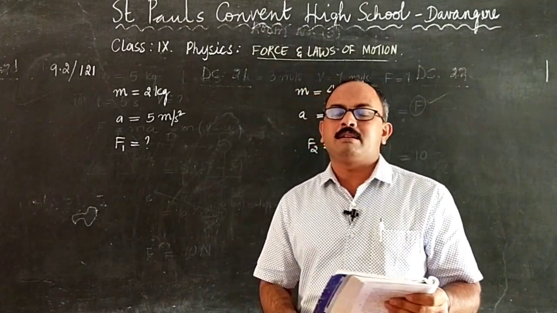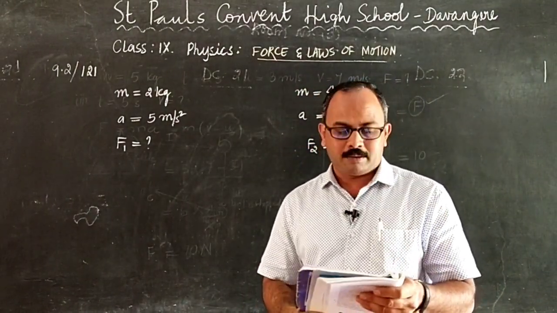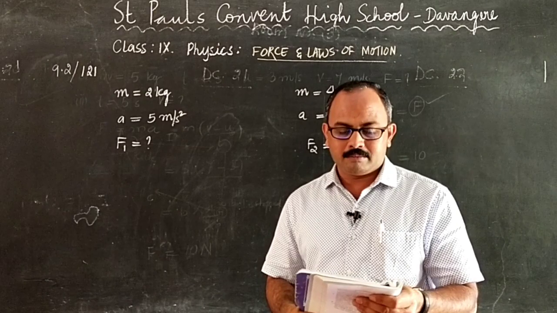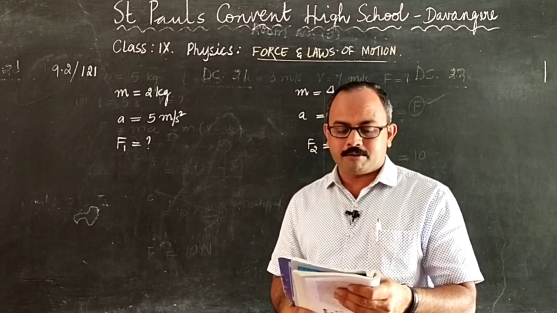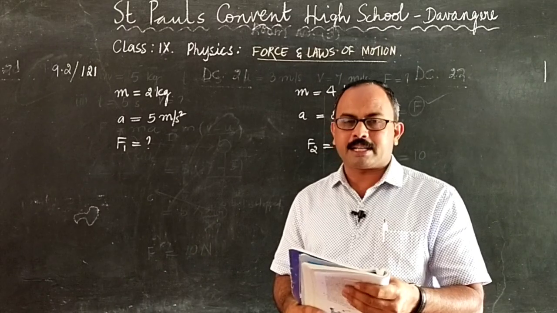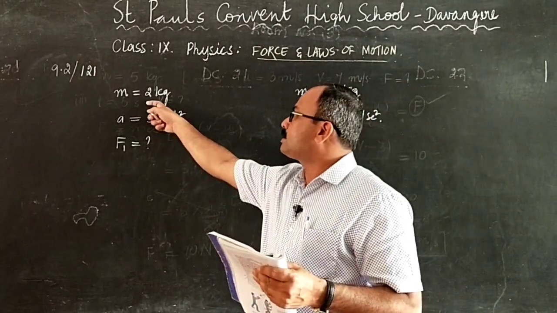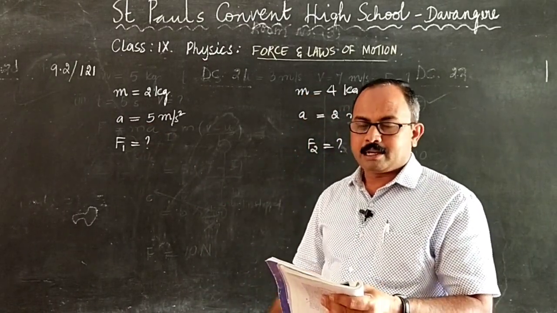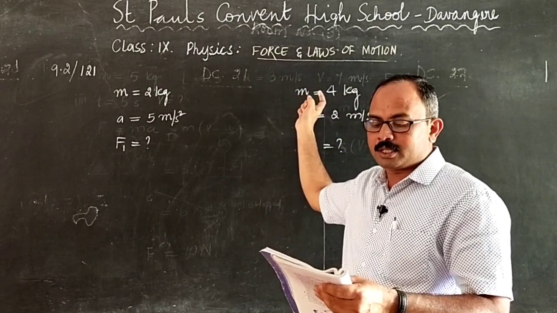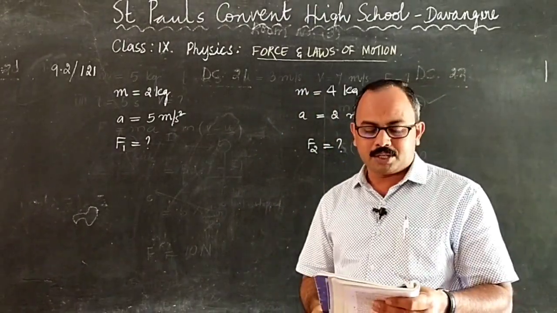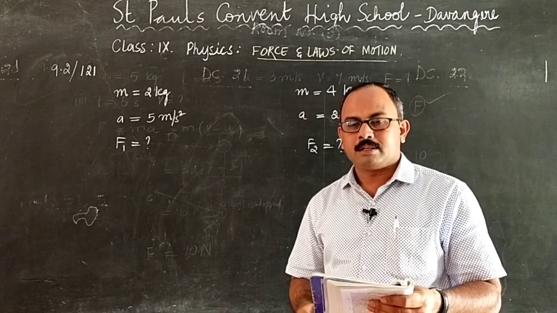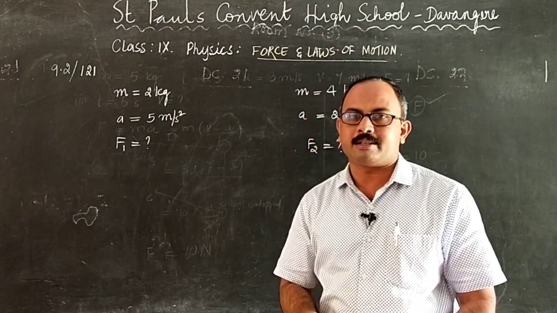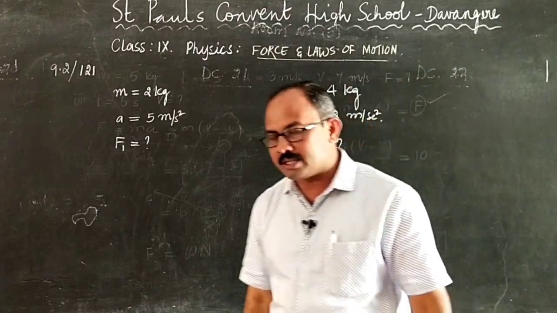Consider this sum, children, 9.2, page number 121: which would require a greater force? There are two cases again. Accelerating 2 kg of mass at 5 meter per second square. An object whose mass is 2 kg, acceleration is 5 meter per second square. Another situation, mass is 4 kg and acceleration is 2 meter per second square. In these two cases, in which case is the application of force greater? Very easy to calculate, children.